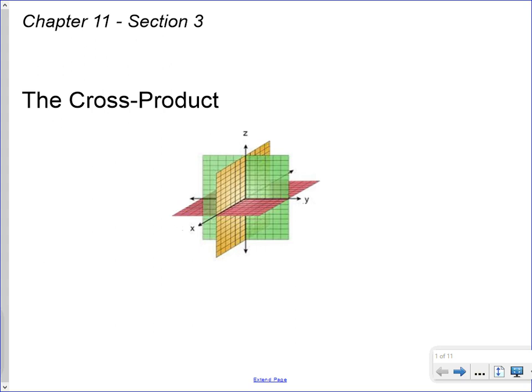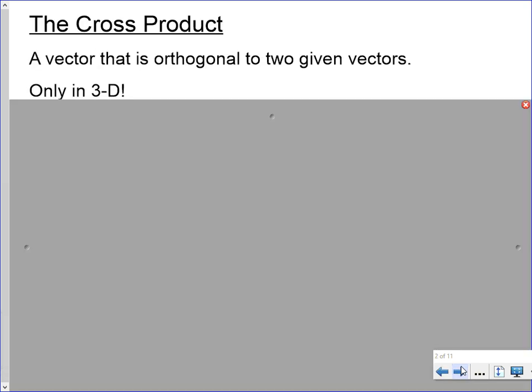The cross product. And cross product is something special to 3 dimensions. So we didn't talk about cross product with vectors in 2 dimensions. We'll go ahead and begin with a little bit of information about the cross product. So the cross product is a vector that is orthogonal to 2 given vectors. And this can only happen in 3 dimensions. So I'll draw a picture of what that looks like here in just a moment.